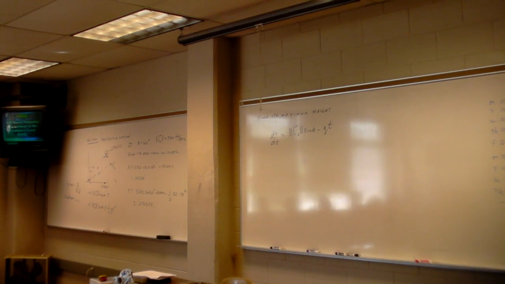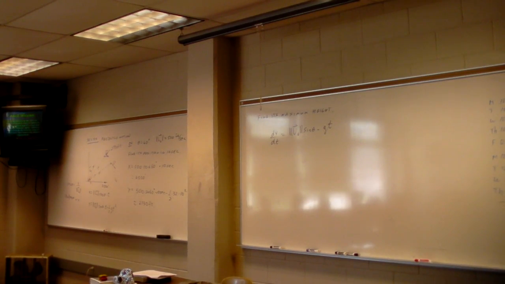We haven't got it yet. This projectile is going up in the air. It's got a horizontal component and a vertical component. It's going to reach its maximum height when its vertical component stops going up and starts coming down. And that's when the rate of change of y is 0. So first of all, we're finding the rate of change of y.